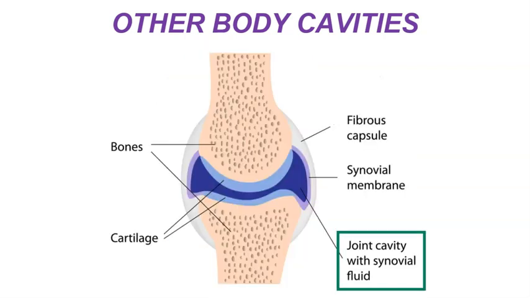And finally, other small cavities located throughout the body are the synovial joint cavities. These cavities exist between most of the bones of the skeleton, and they give our skeleton the movement that it is capable of. The synovial joint cavities are fluid-filled cavities located between adjacent bones, and the cavity itself is surrounded by a fibrous capsule.